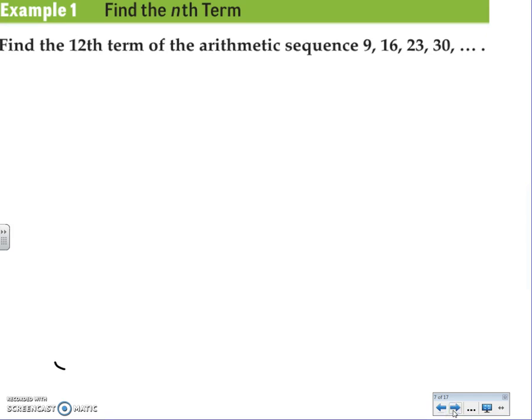Alright, so the first problem, find the nth term. Find the 12th term of this sequence. So we see it's 9, 16, 20, 30. That's 4 of the terms. We need 8 more. And you could find the difference and add it over and over again. Let's write the formula first, though. It was a sub n equals a sub 1 plus n minus 1 times d.